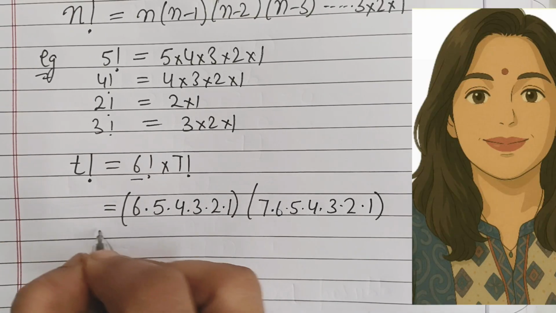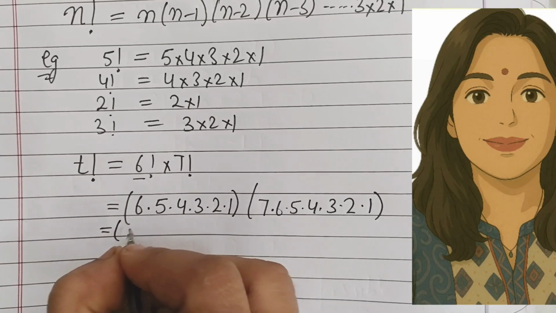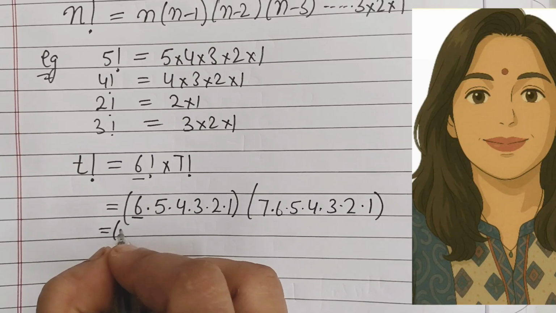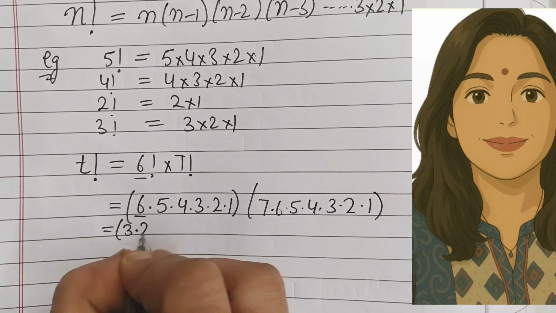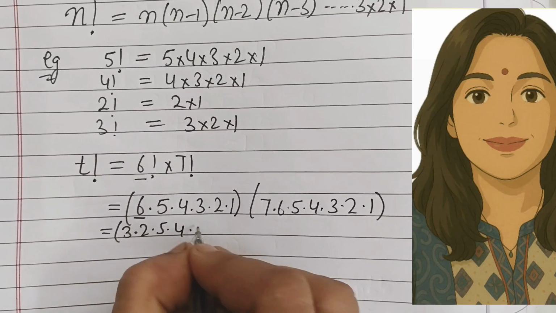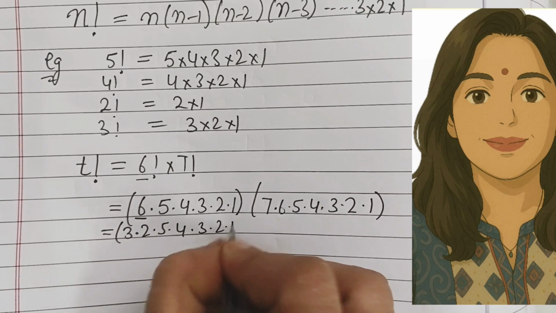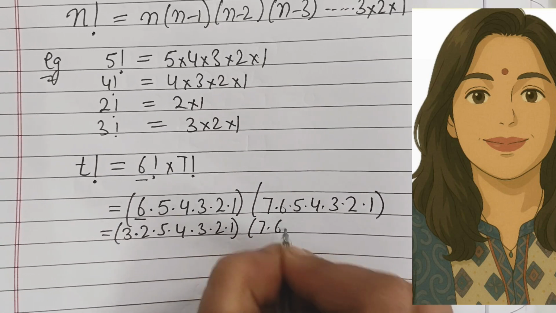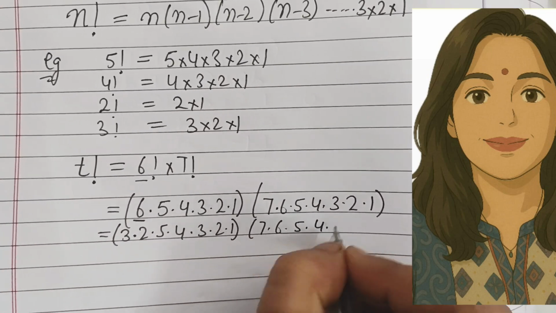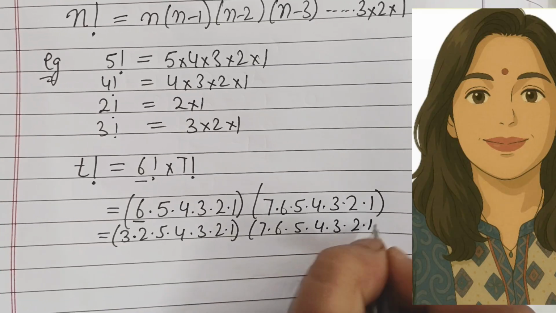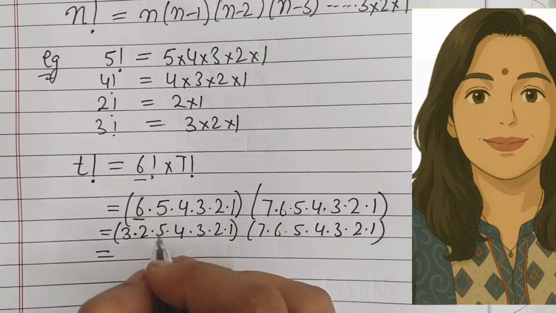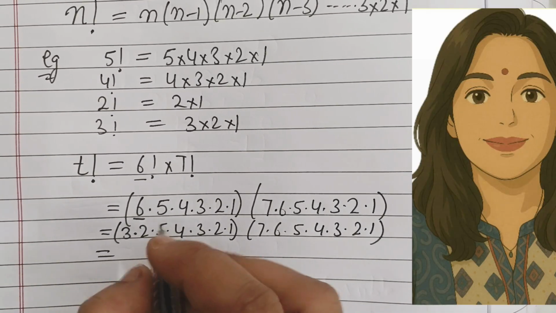Now here we can break 6. We can write 6 as 2 into 3 or 3 into 2. So 3 into 2 into 5 into 4 into 3 into 2 into 1, and 7 into 6 into 5 into 4 into 3 into 2 into 1. Very good. And now here we can join.